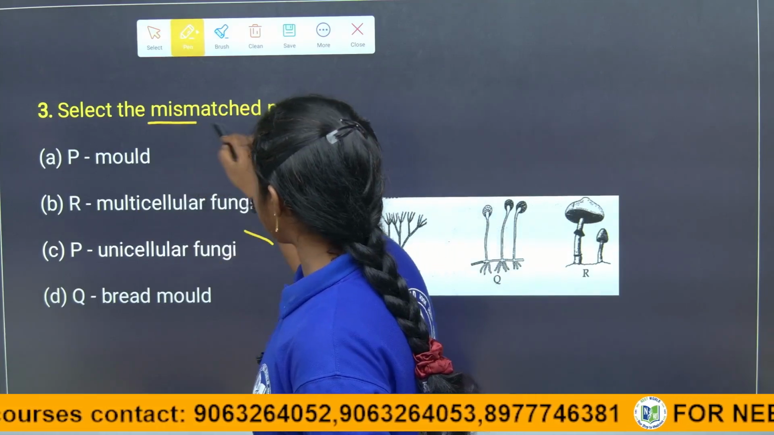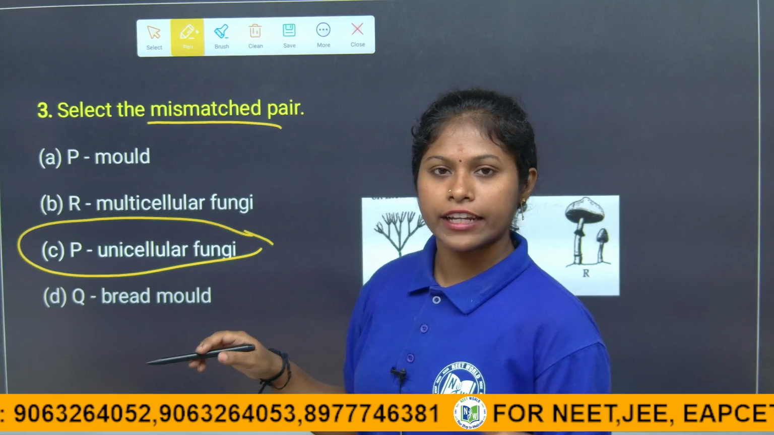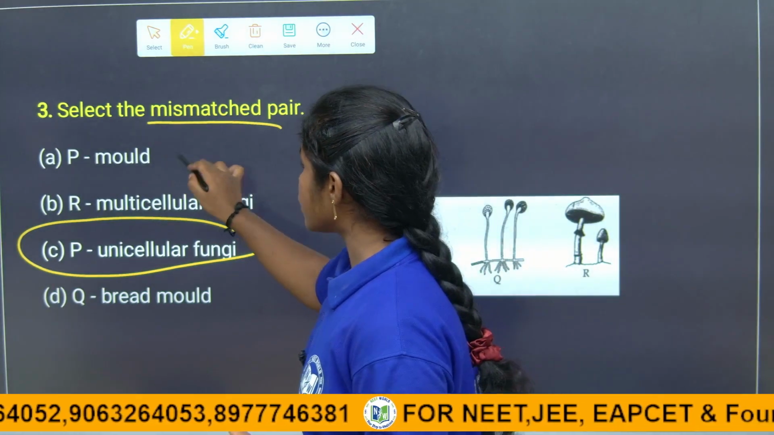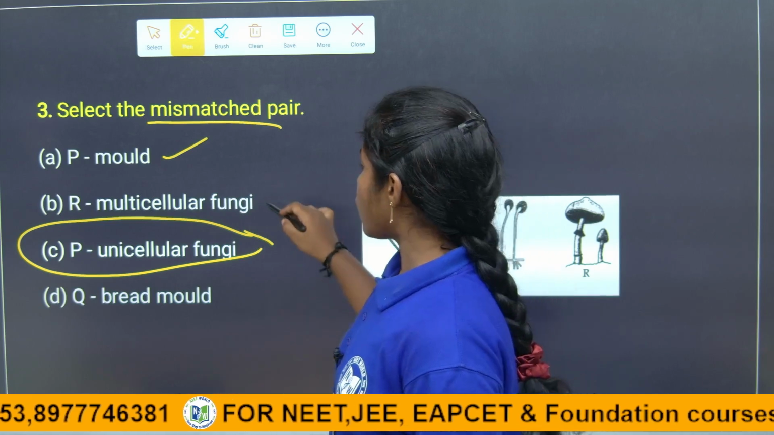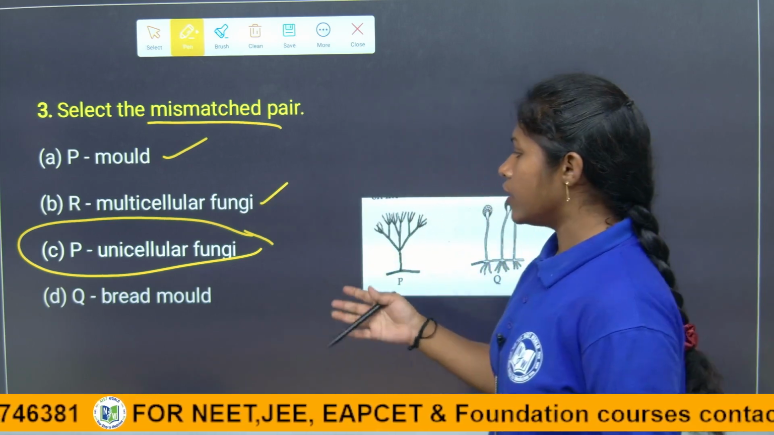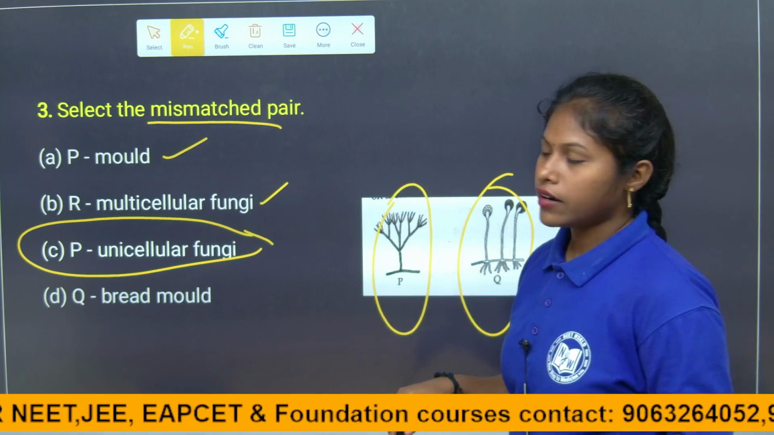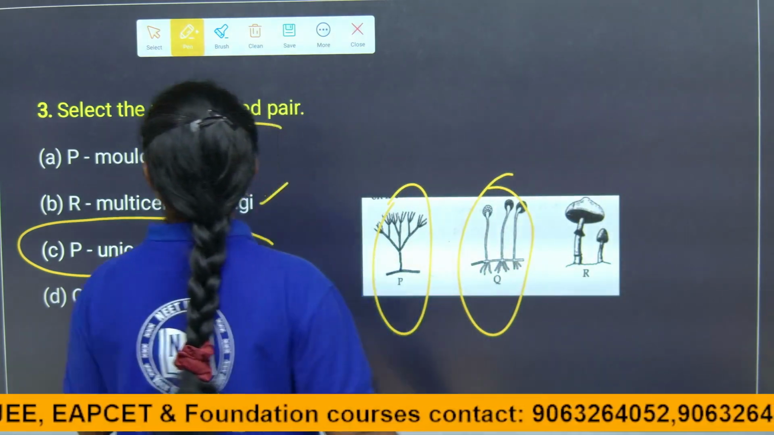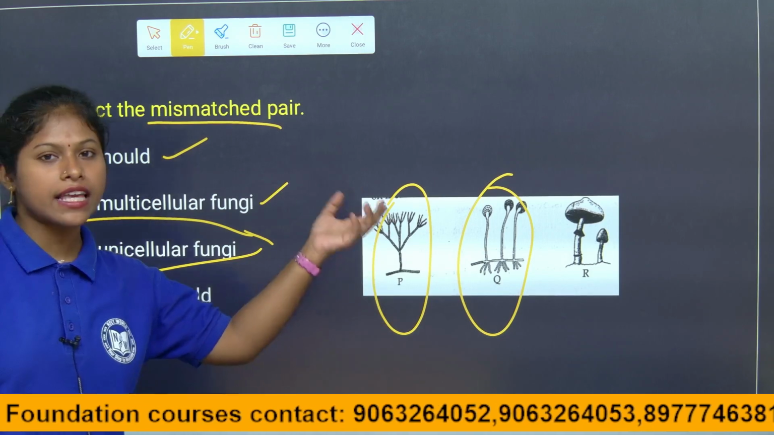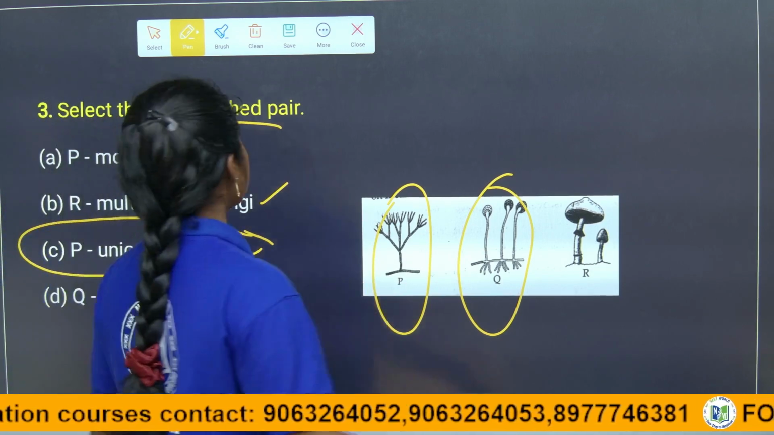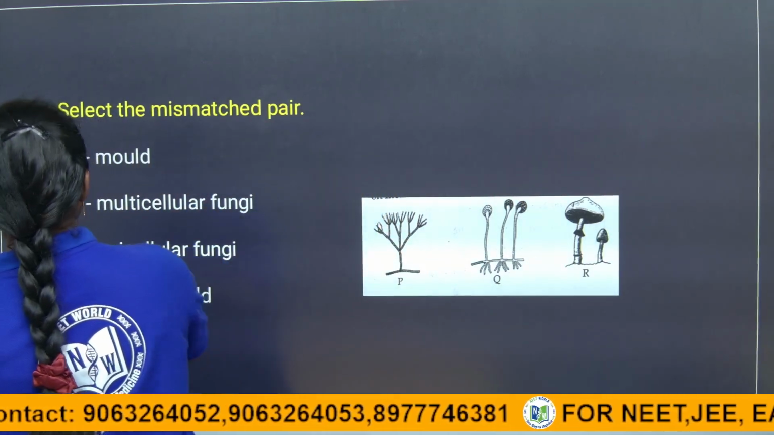But for the given question, children, the mismatched pair is C, because penicillium is a multicellular fungi, not a unicellular fungi, and it is also a mold, and it is used in the preparation of the antibiotic penicillin, right? So R is a multicellular fungi is correct, Q is the bread mold is also correct, and penicillium is also a mold, right children? So for this third question, the mismatched pair is P is unicellular fungi. Actually P is a multicellular fungi, right children? So this is the third question. Here the answer is C.